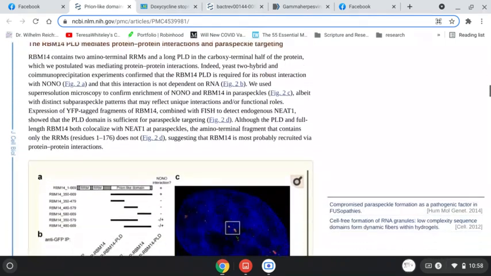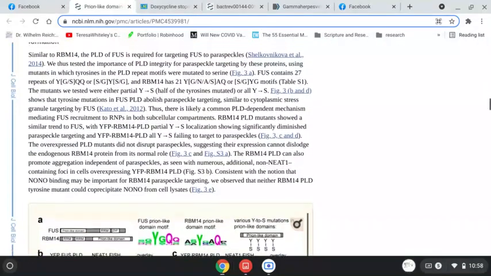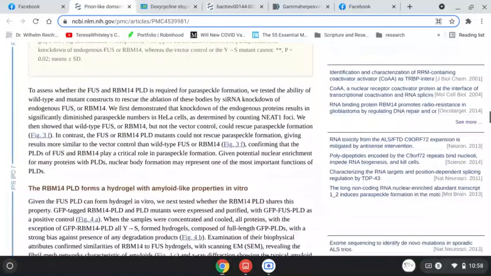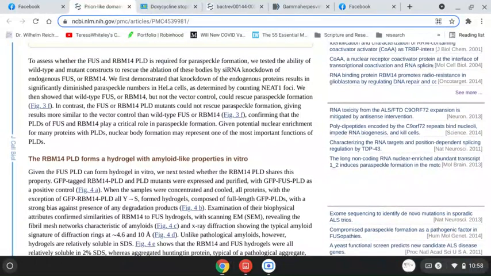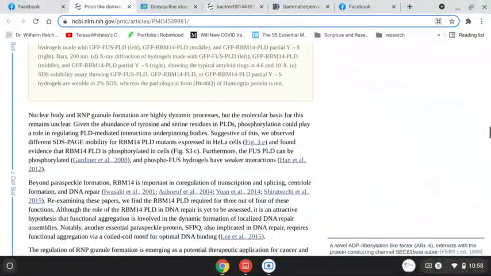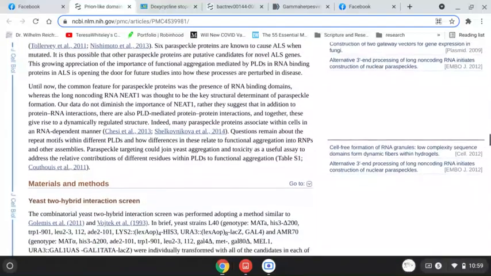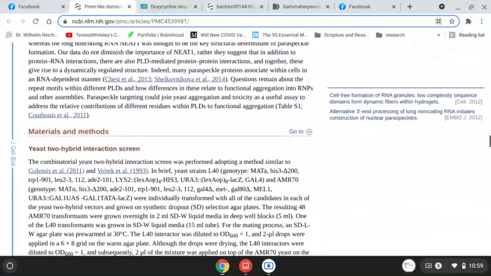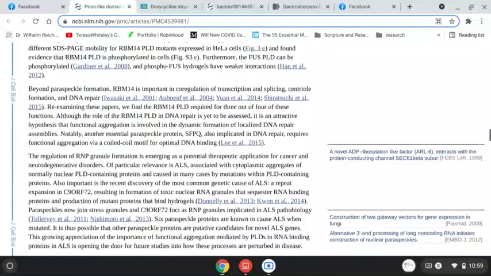So the rest of this gets technical, so I won't read it all. They're using yeast, and the fact that these form hydrogels with amyloid-like properties in vitro is rather scary to me, but again, I want to point out that I see this name over and over in this, and no, it's not jumping out to me. The HeLa cells.